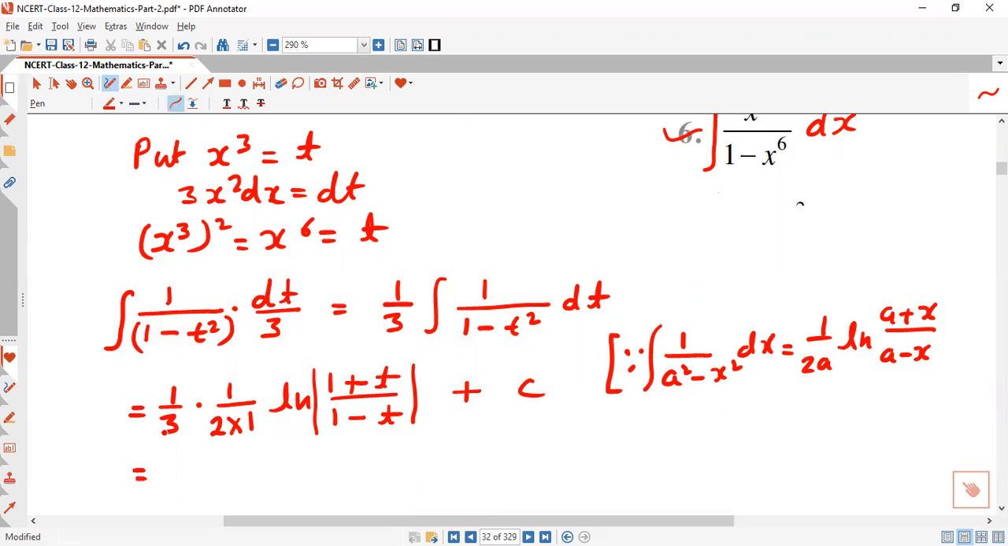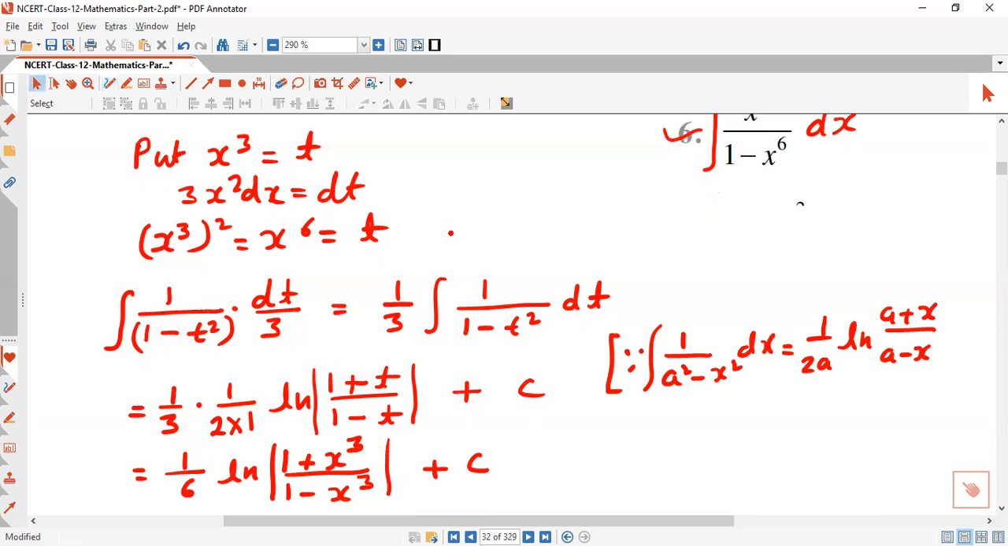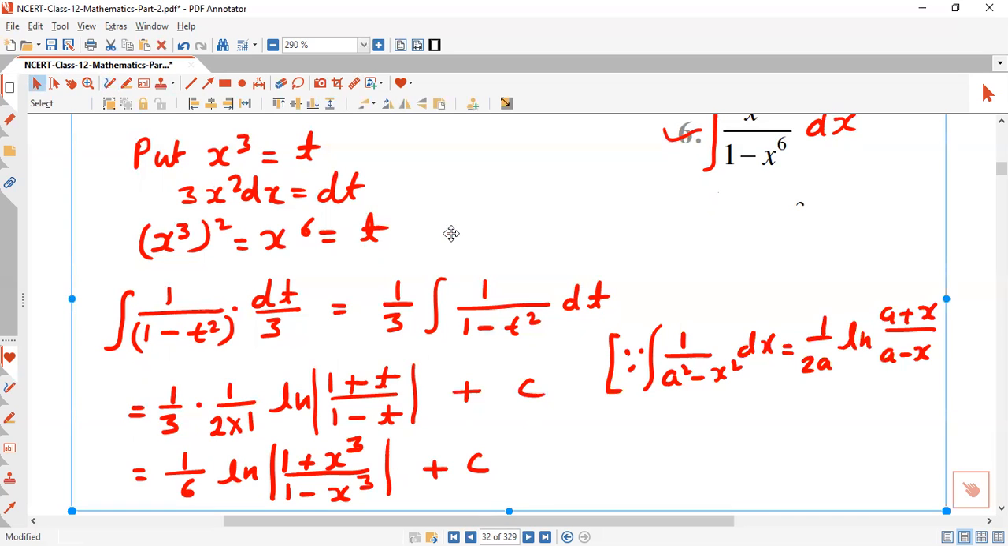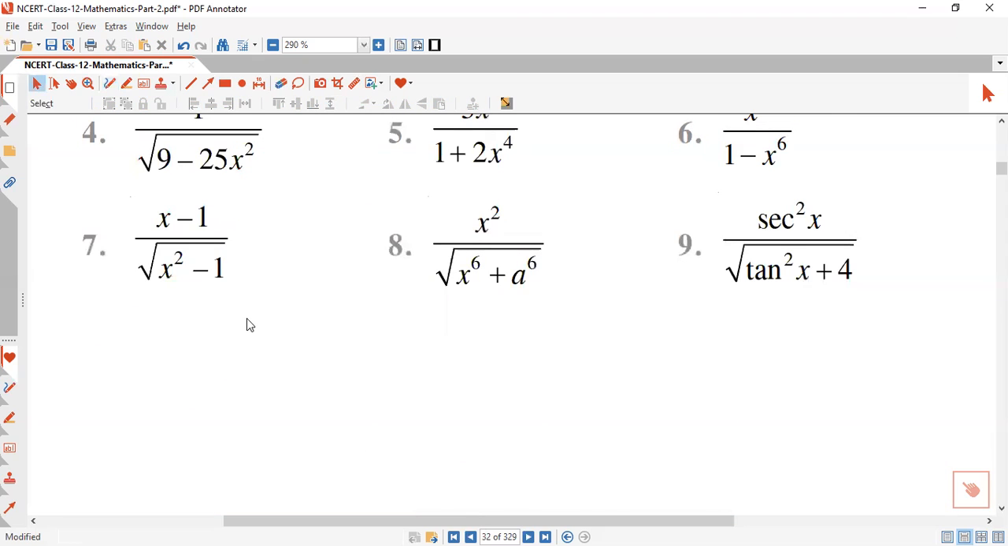Now simplify this. 3 into 2 into 1 comes out as 1 upon 6 log of, putting the value of t equal to x cube, 1 plus x cube upon 1 minus x cube, plus some constant c. So this is the answer of question number 6. Now we will do question number 7.